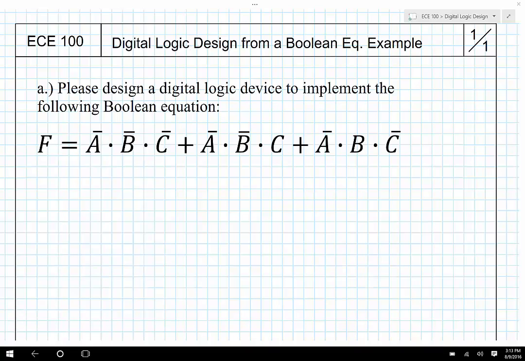The first example we're going to look at today asks you to design a digital circuit that would implement this equation. So I look at this equation. It's a little bit long, but it's feasible. One thing that I noticed that is very good in the first place is that it is definitely in the sum of products form.